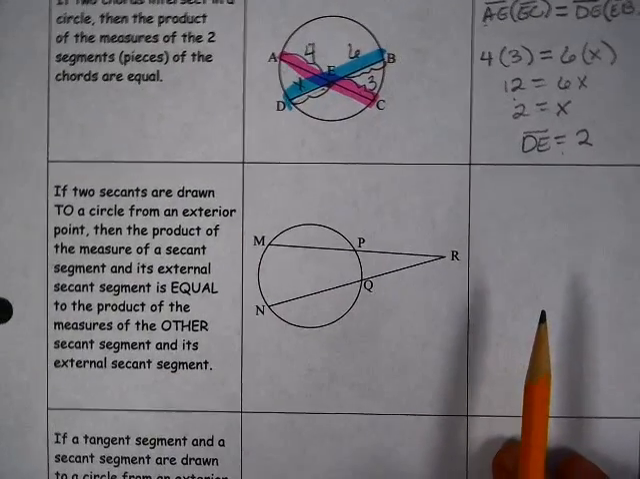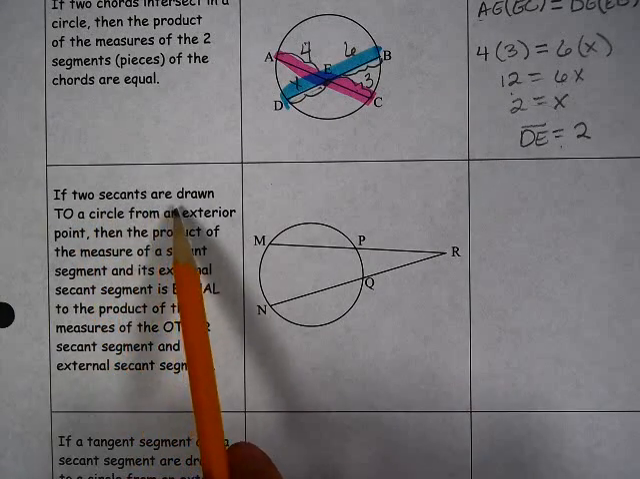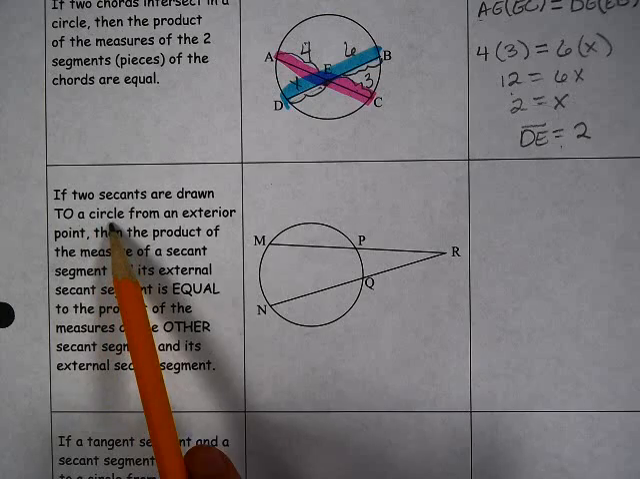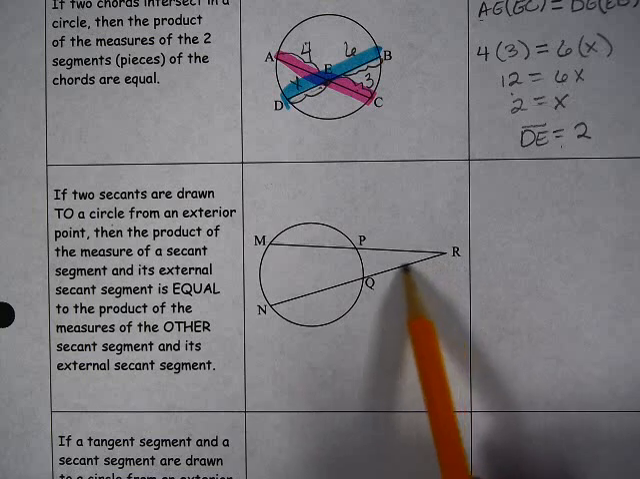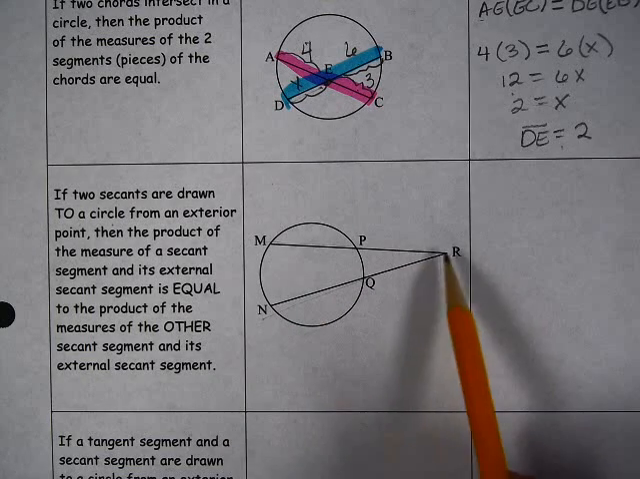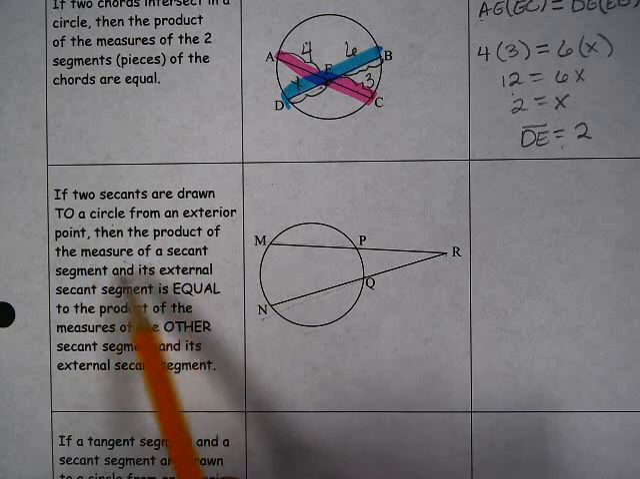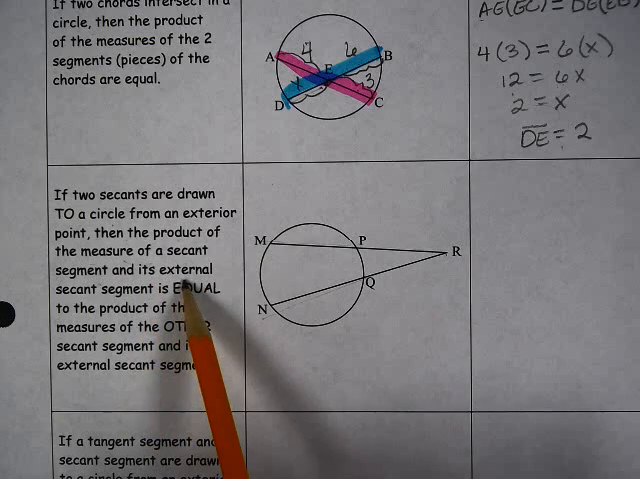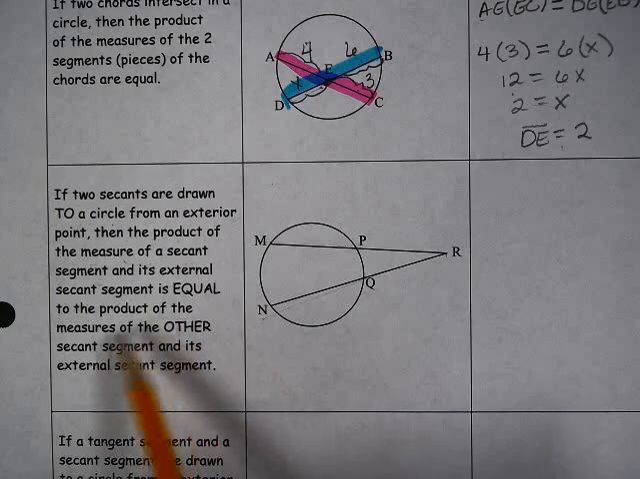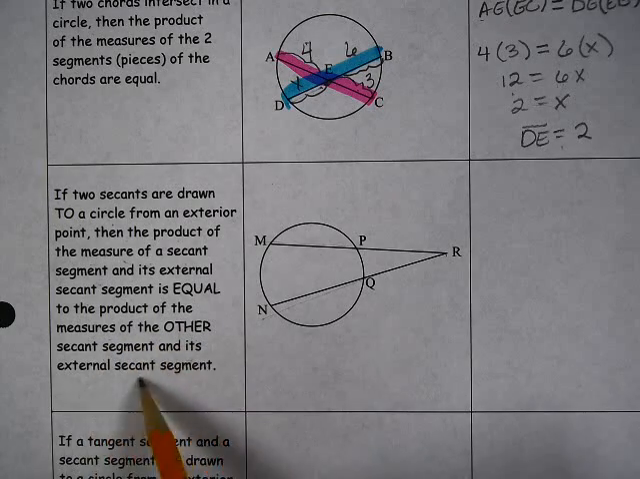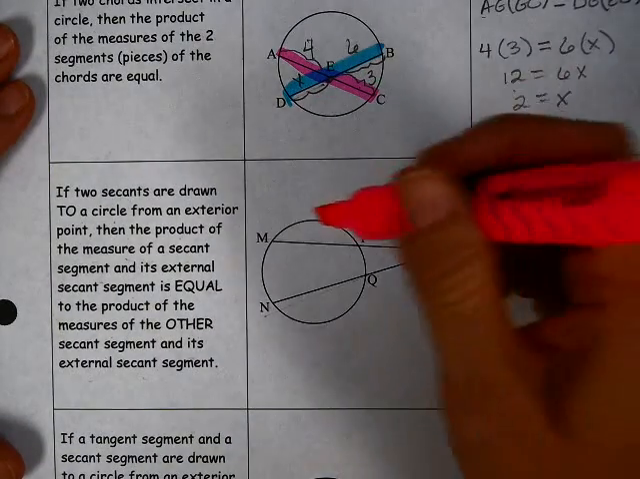All right, the next theorem. Notice they are extremely long. If two secants are drawn to a circle from an exterior point, so here we've got two secants drawn to a circle from an exterior point, then the product of the measure of a secant segment and its external secant segment is equal to the product of the measures of the other secant segment and its external secant segment. Whew! Okay, that's long. So this is what we're going to do.